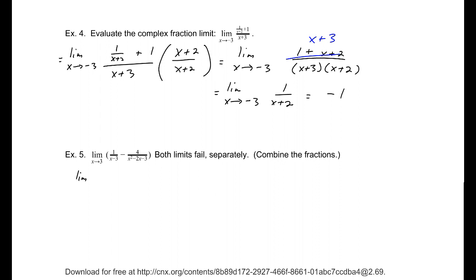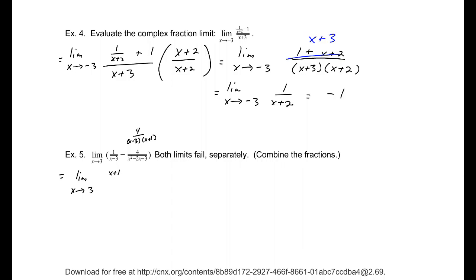All right, so the first one, let's see, well, this fraction is 4 over x minus 3, x plus 1. Yes, okay. So we'll multiply the first fraction through by x plus 1. So I'll have an x plus 1 over x plus 3, or x minus 3.